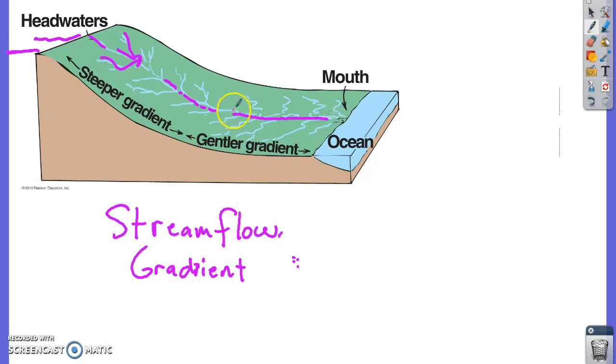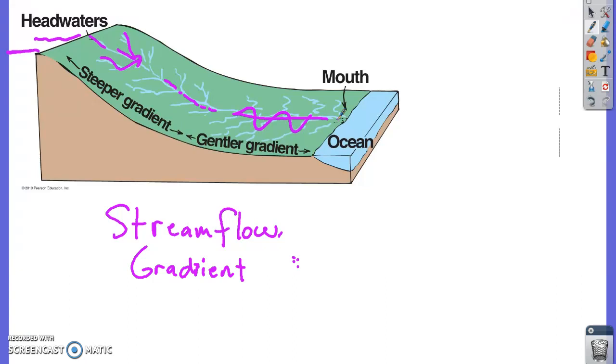But since it is flatter, it tends to meander a little bit more, because up here it's going so fast, it's just plunging downhill and doesn't have time. It's pretty straight. As they get down here, they tend to meander a bit more. Generally, the closer you are to the headwaters, the steeper it tends to be. As you get closer to the mouth, or where it empties into an ocean, lake, whatever, it tends to be flatter as a general rule.